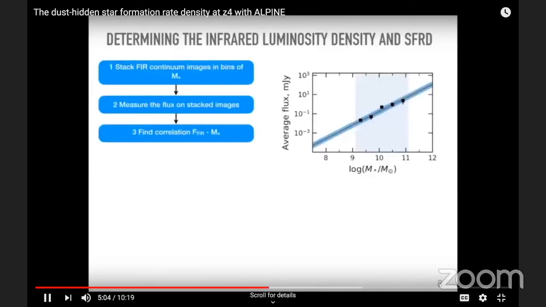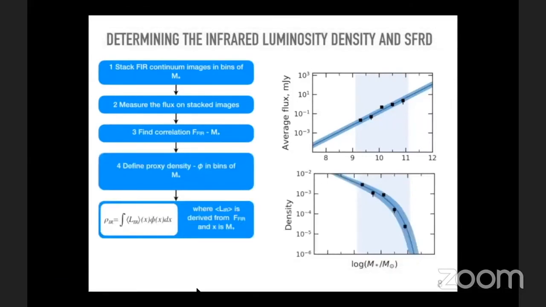So first of all, we do the stacks in the bins of stellar masses. We measure the flux on the stacks images, and we can find the correlation between the far-infrared flux and the stellar masses. And we need to add to it the information about density. And this we can get from the literature. We can use the galaxy stellar mass functions to determine the density in each bin, and then we can just convolve these two functions and we can get the infrared luminosity density.